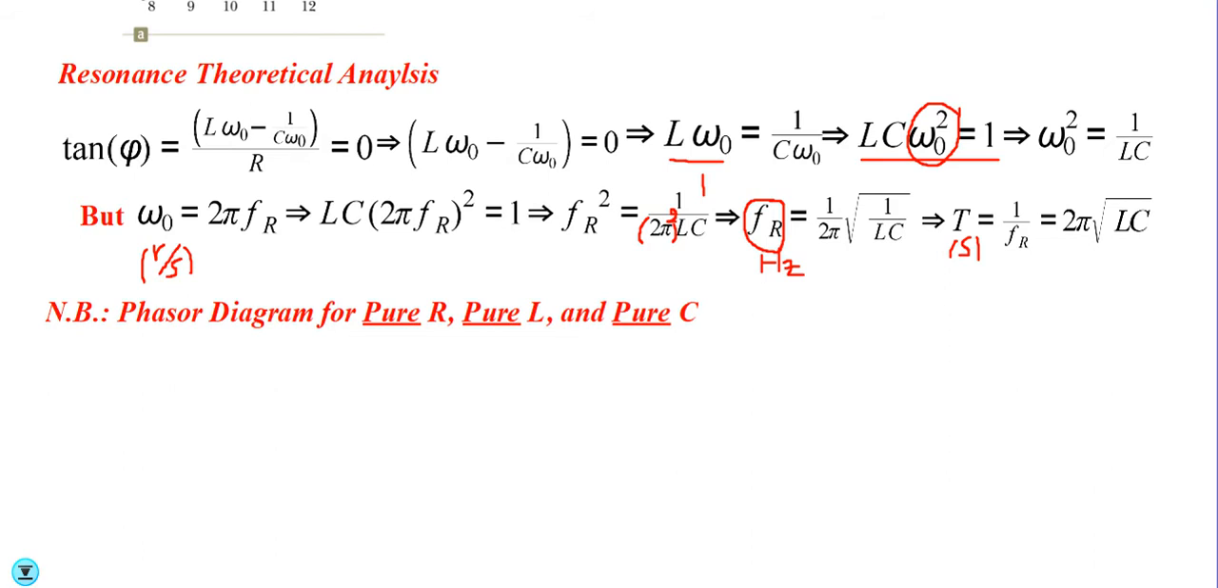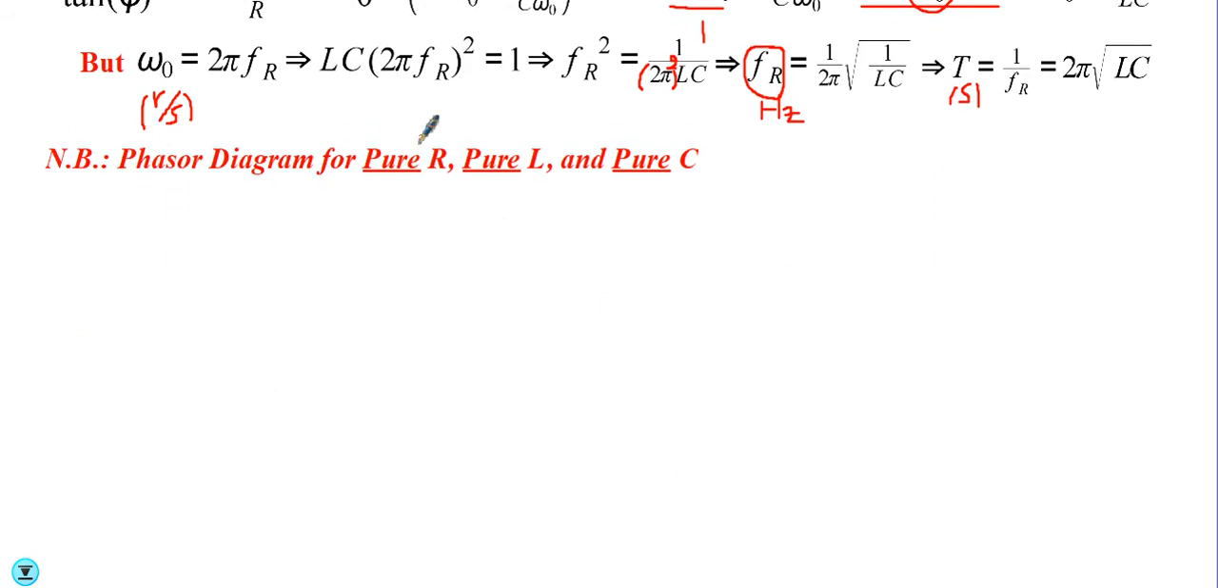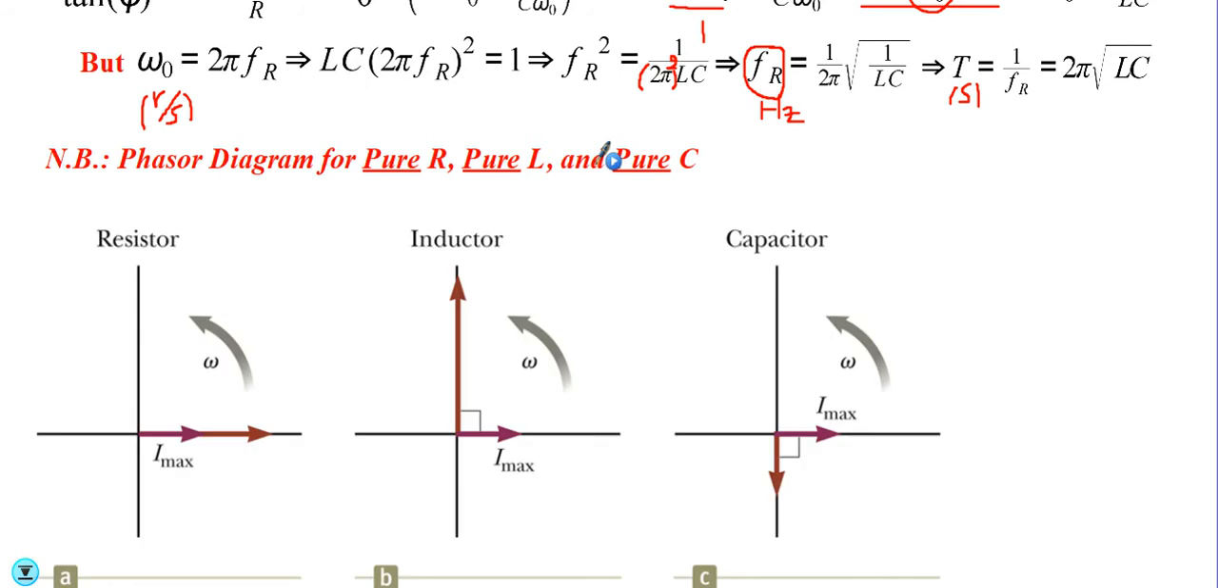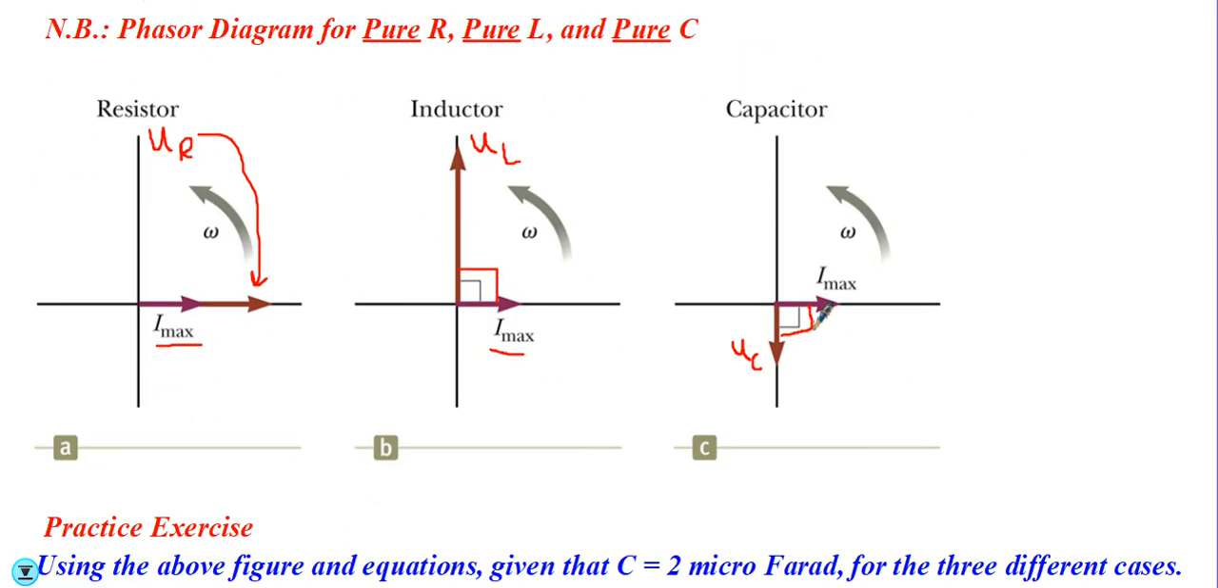Now I'm going to give you a note which is very important. Whenever we have a phasor diagram for a pure resistance, a pure inductance, and a pure capacitance, this will happen. So that's the voltage of the resistance, which is in phase with I, and that's the voltage of the inductor, which makes a 90 degrees angle with the current. And we have the voltage of the capacitance, which also makes 90 degrees. What's the difference between the capacitance and the inductor? In the capacitance we have negative 90 degrees, minus pi by 2. And here we have plus pi by 2, which is the phase angle between them.